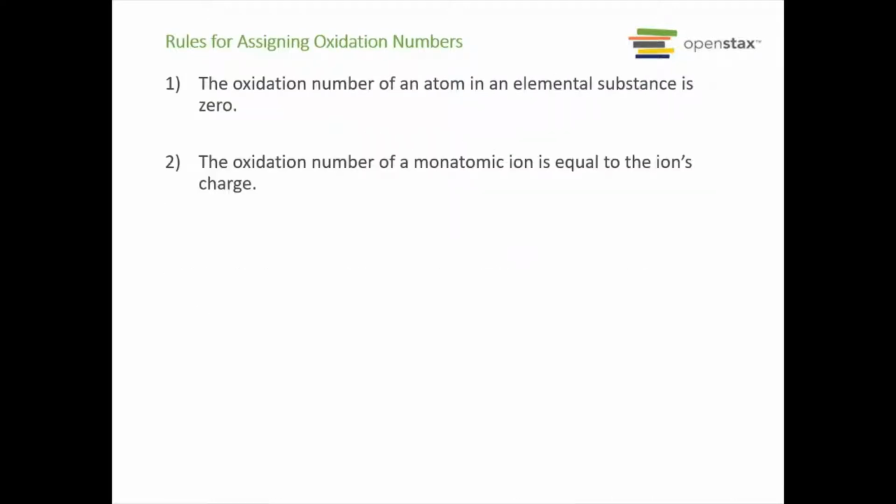So we have some rules. It's not just two rules split up on different slides. If you have an atom in its elemental form, its oxidation number is 0. This includes our diatomics. So remember the diatomics: H2, O2, N2, F2, Cl2, I2.